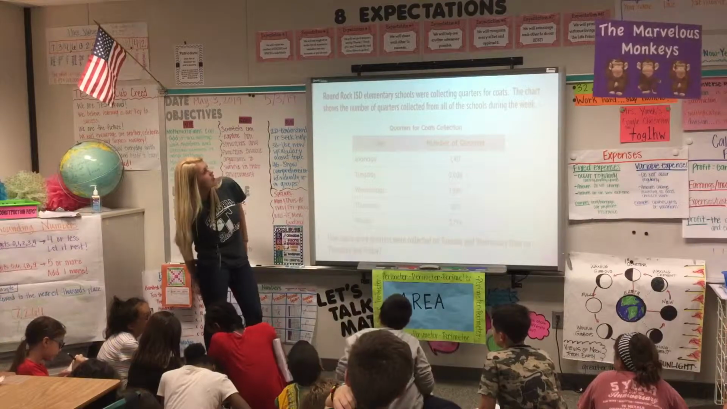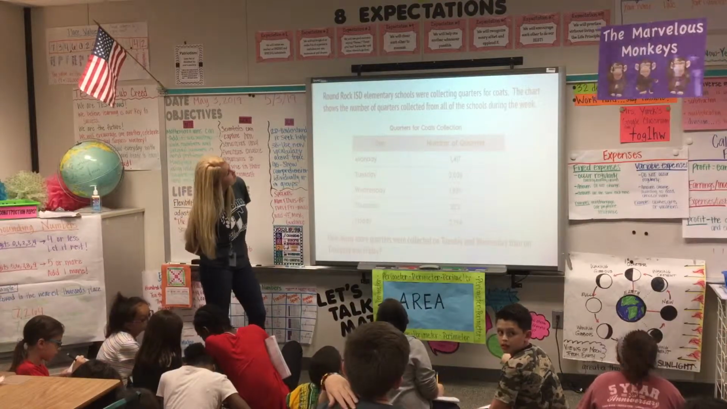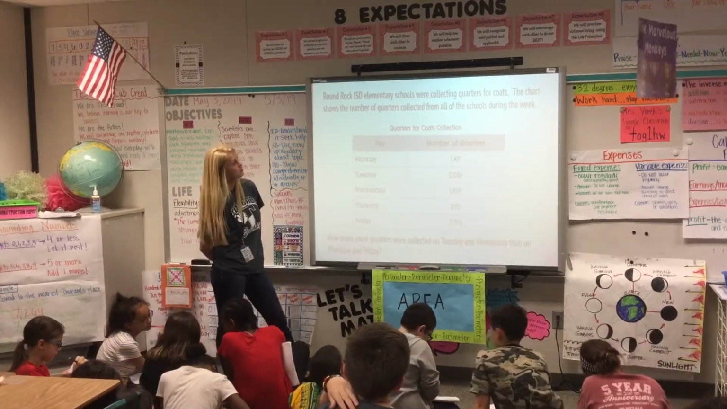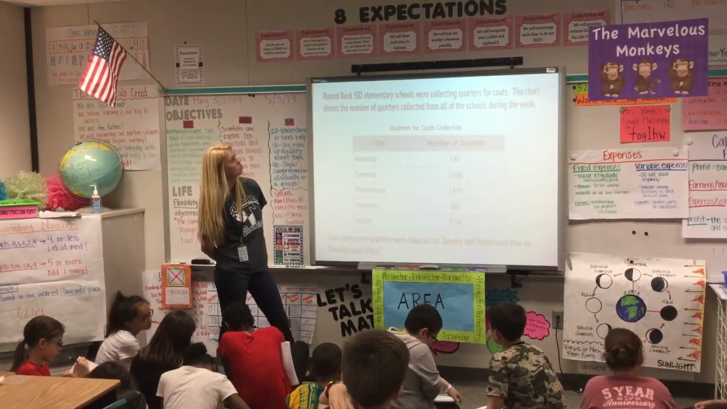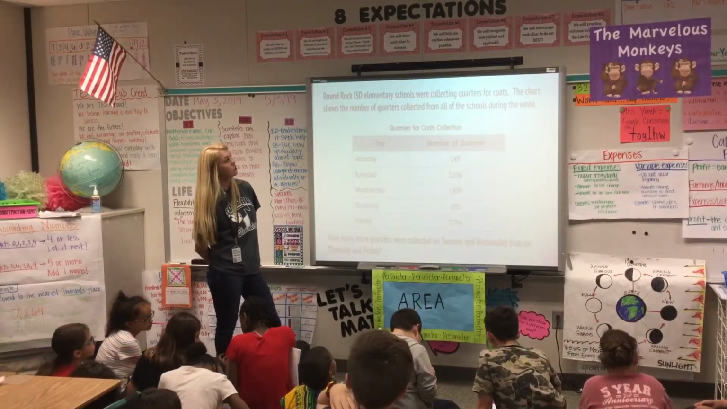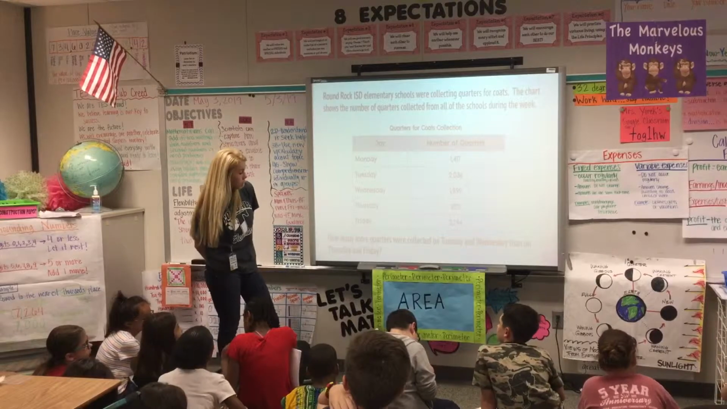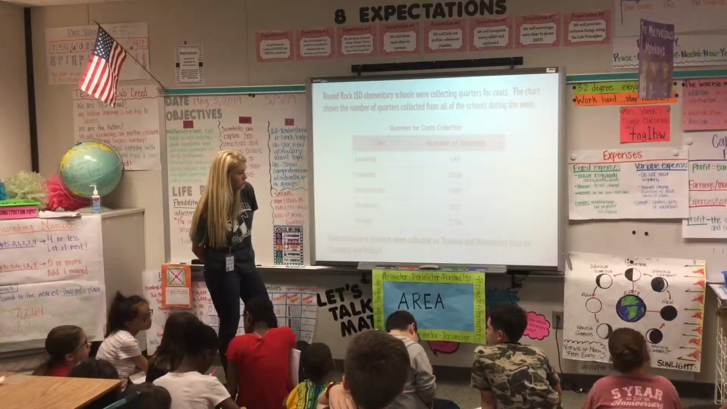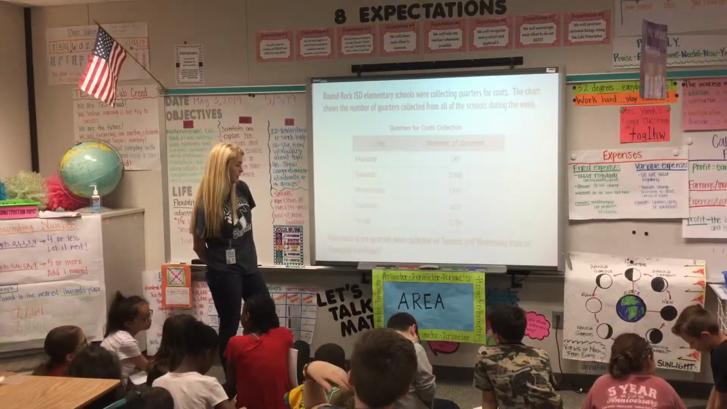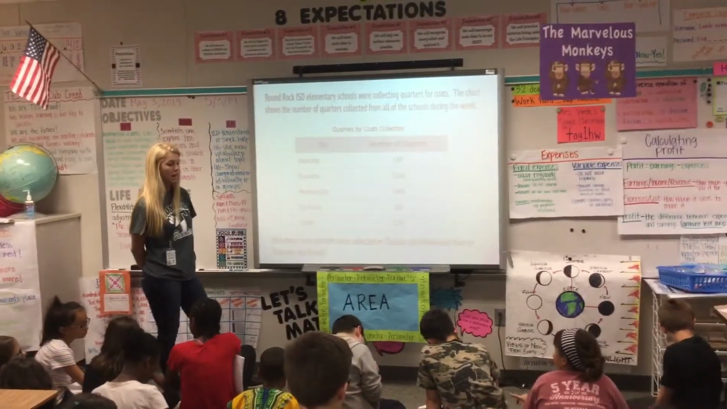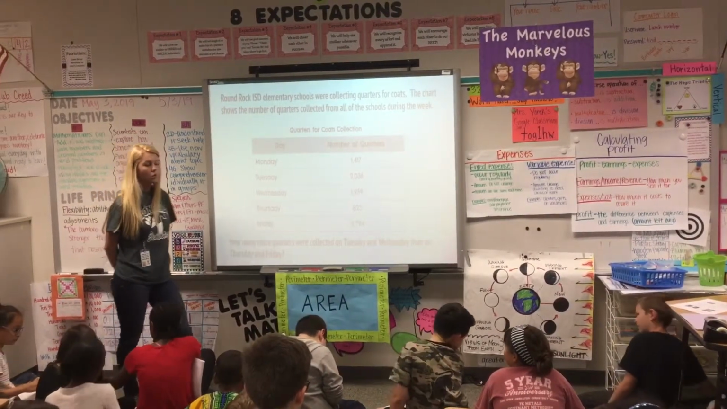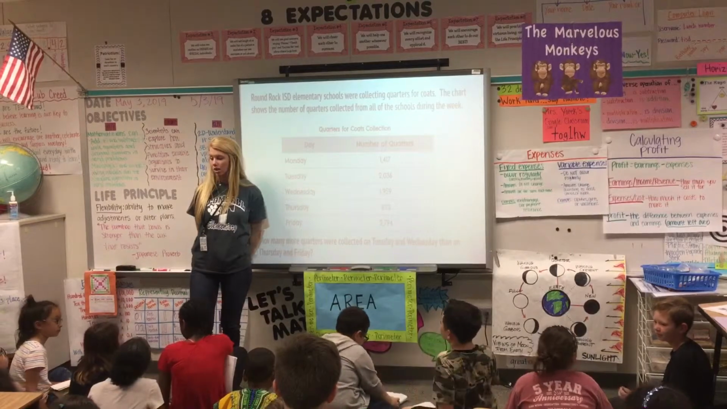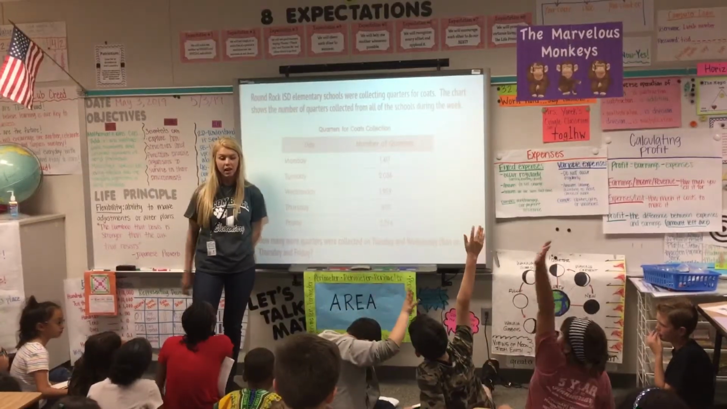Okay, so it says Round Rock ISD Elementary Schools were collecting quarters for coats. The chart shows the number of quarters collected from all the schools during the week. And our question is asking how many more quarters were collected on Tuesday and Wednesday than on Thursday and Friday. So I need a volunteer to help read this again because we always read it how many times?